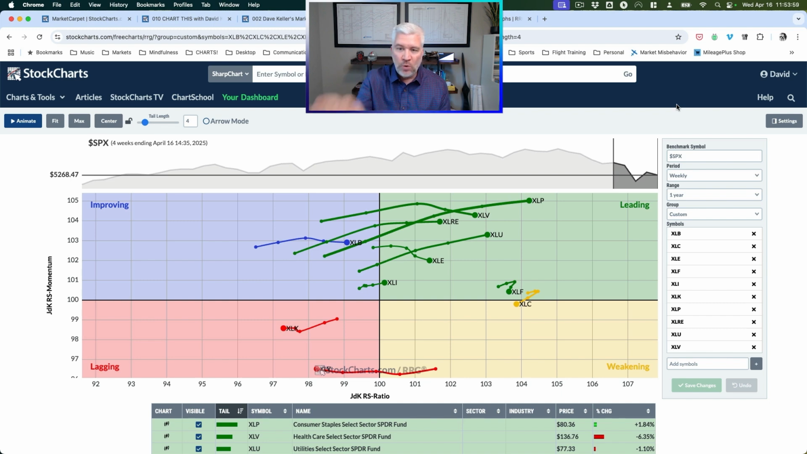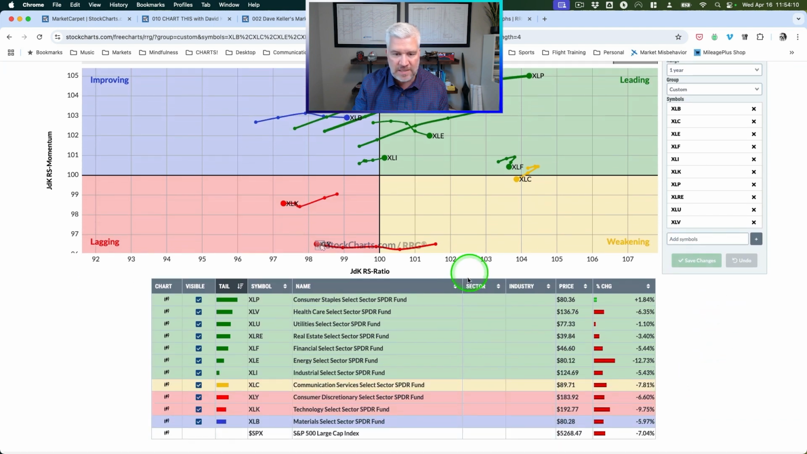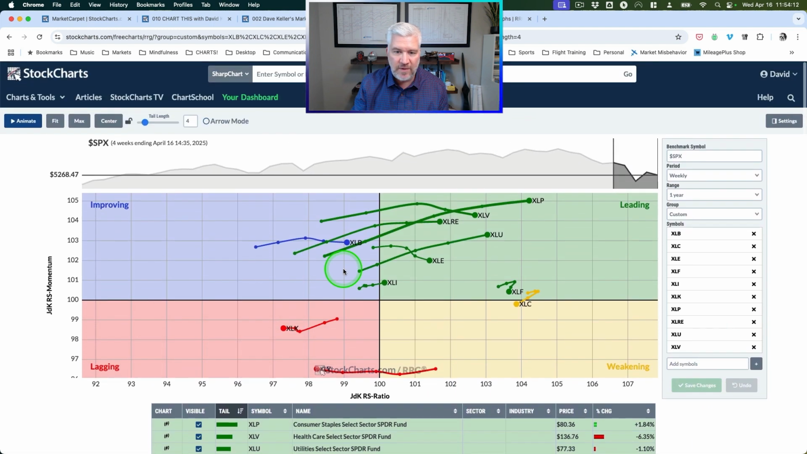So just to orient you to this visualization, if you've not used it before, there are 4 quadrants, and it's driven by basically the rotation of these different sectors. And right now I'm showing the 11 S&P 500 sectors, all relative to the S&P 500. So imagine that the S&P 500 is kind of at the crosshairs there right in the middle.